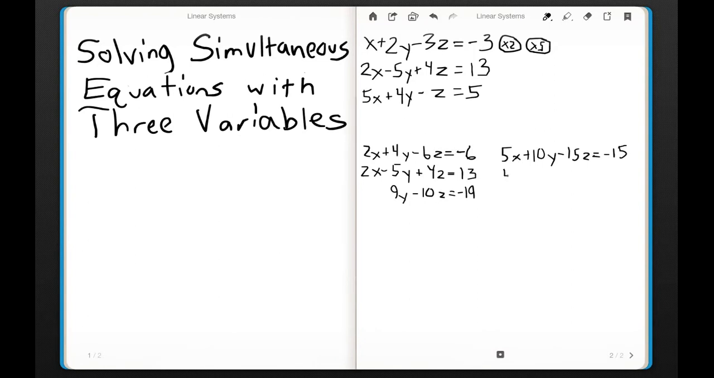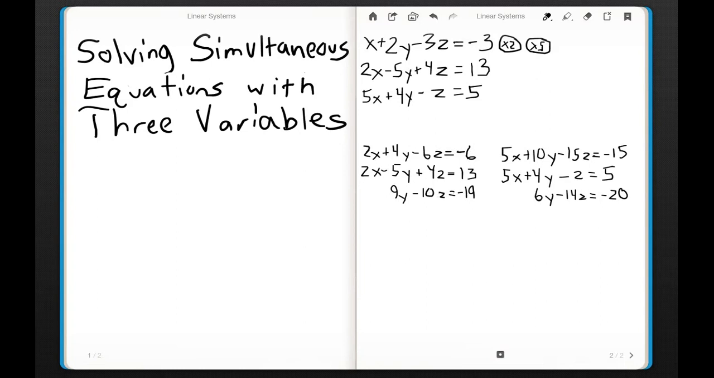Now bring down the third equation here. And now we're going to subtract. 5x minus 5x is 0, 10y minus 6y is 4y, -15z minus -z is -14z, and -15 minus 5 is -20. Now what we're left with is what we did in the last video. We have 2 equations with 2 variables.